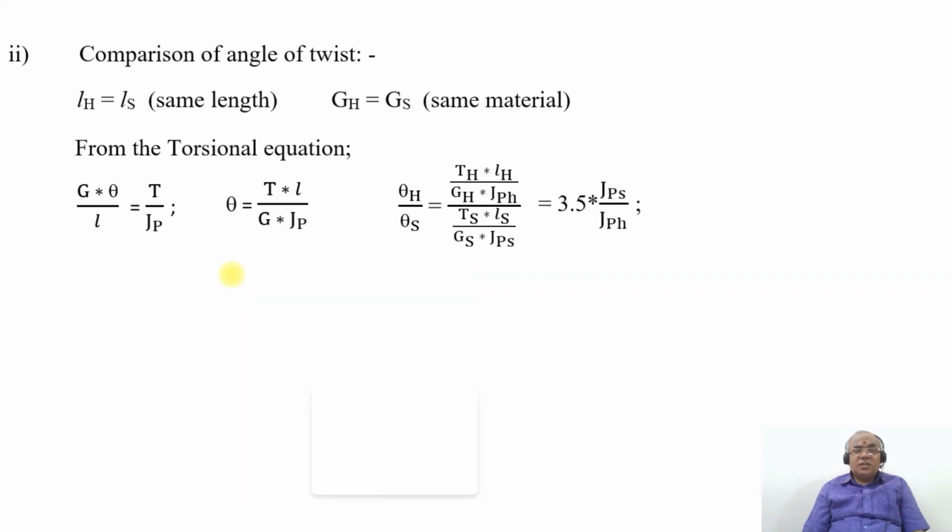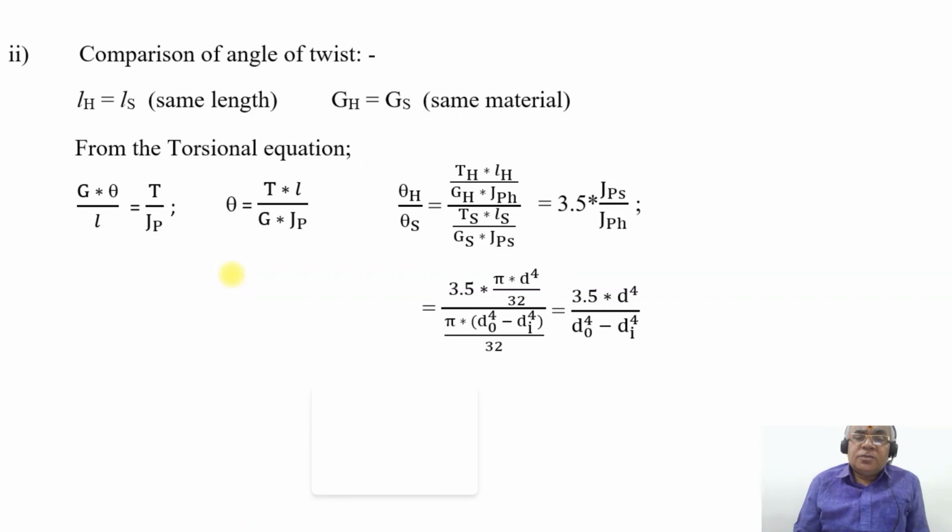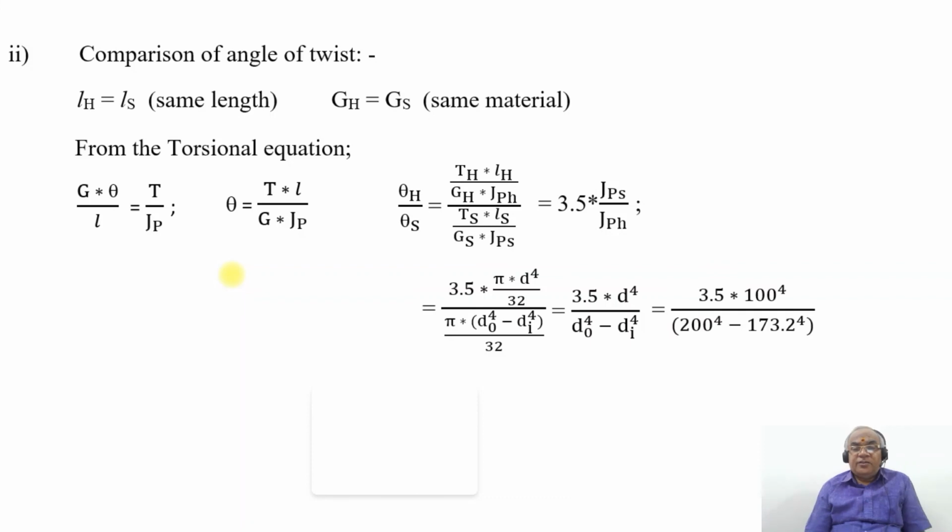As the ratio TH by TS is what has been found, therefore it will be 3.5 into JPS by JPH. Substituting the formulas, that is 3.5 into JPS, which is pi D to the power of 4 by 32, divided by pi by 32 into D naught to the power of 4 minus Di to the power of 4. So the 32 cancels and pi cancels. That will be equal to 3.5 into D to the power of 4 divided by D naught to the power of 4 minus Di to the power of 4.